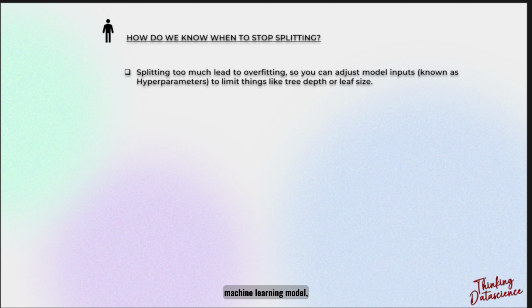When you are training a machine learning model, you will be adjusting certain parameters like tree depth or leaf size, which are called hyperparameters. These are the levers you get to pull to ensure that your model is working well and not overfitting or underfitting. So it is important to keep an eye on the test data versus the training data to avoid overfitting.